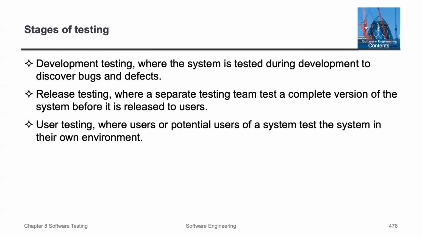In terms of stages of testing, you have development testing, release testing, and user testing. For development testing, the system is tested during development to discover bugs and defects. For release testing, a separate testing team tests a complete version of the system before it is released to users. And finally, for user testing, users or potential users of a system test the system in their own environment.